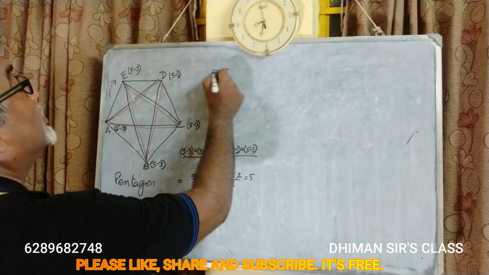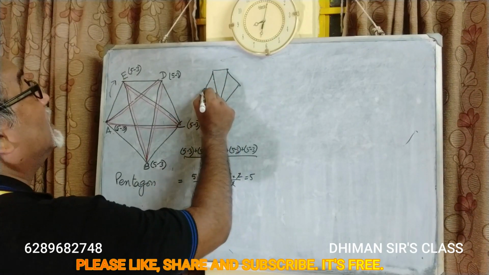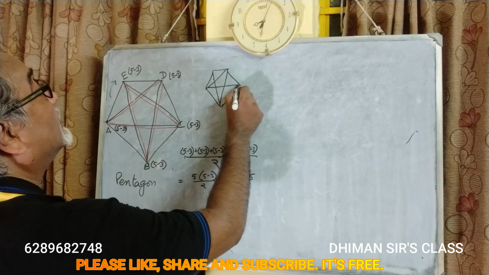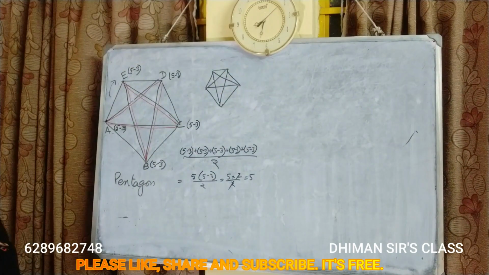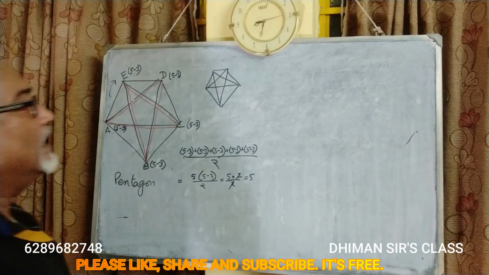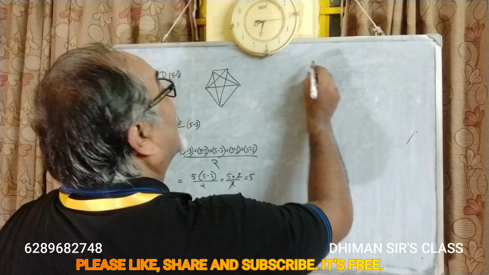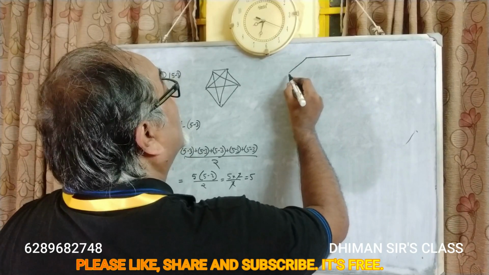Once again let me show you, it has become clumsy. 1, 2, 3, 4 and 5. So 5 diagonals can be drawn. Clear? Now let's move on to hexagon. Okay, let's do octagon. 1, 2.